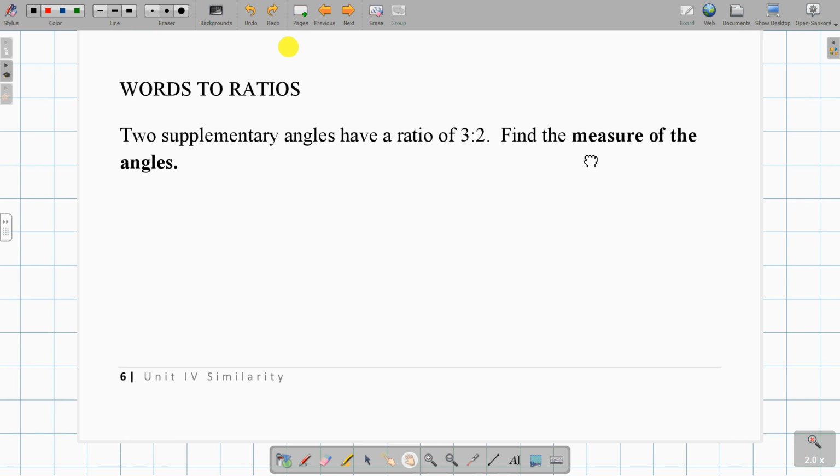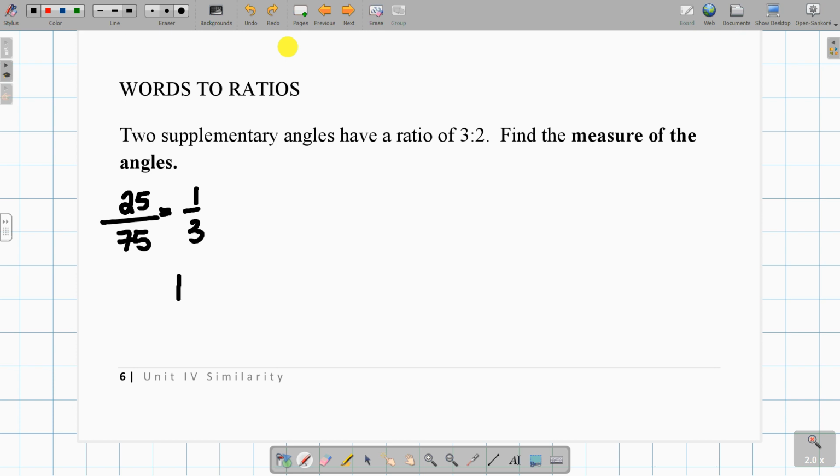Another way to look at a proportion is the fact that it's a reduction. So if I said something was 25 to 75, and I want to change that into a ratio, I reduce, and that's going to be 1 to 3. Why? We did 1 times 25 and 3 times 25. So when you're working backwards, you can see that there has to be a common factor that both fit into.